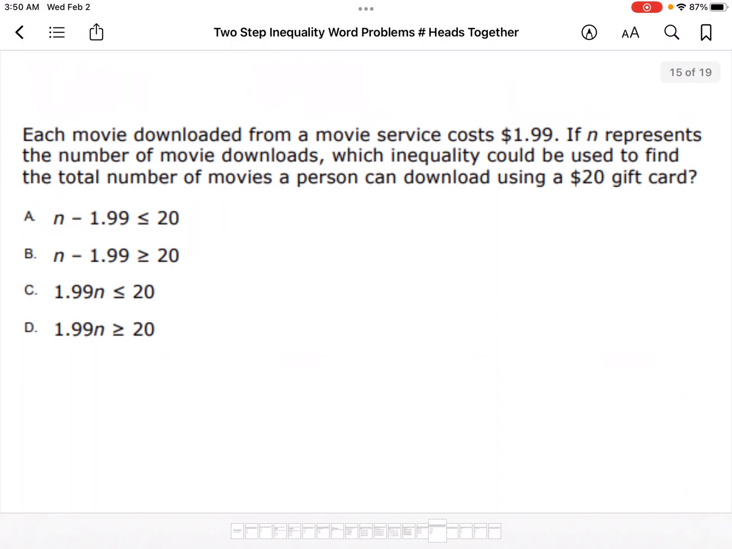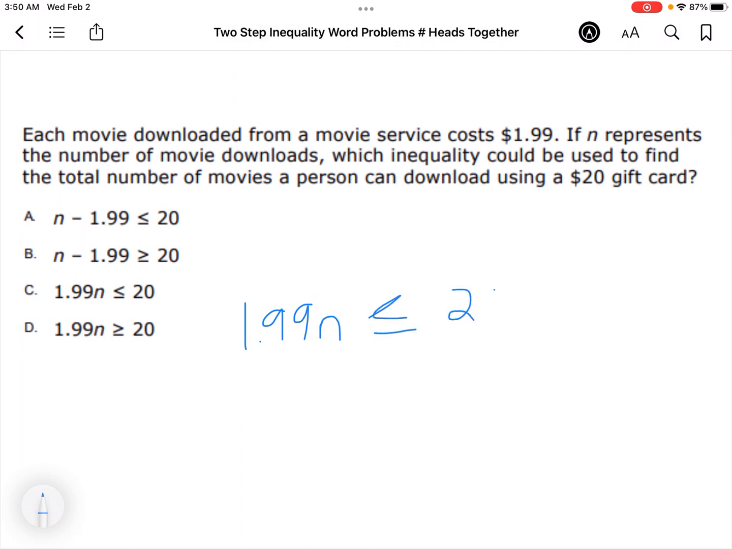Each movie downloaded from a movie service is $1.99. So it tells me where my variable is going. If N represents the number of movie downloads, which inequality could be used to find the total number of movies a person can download using a $20 gift card? So that has to be less than or equal to 20.